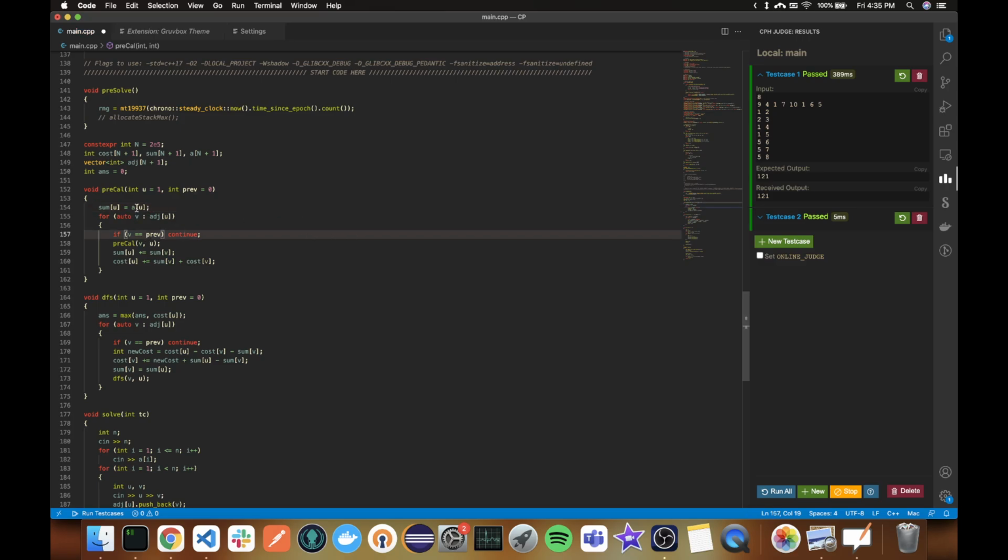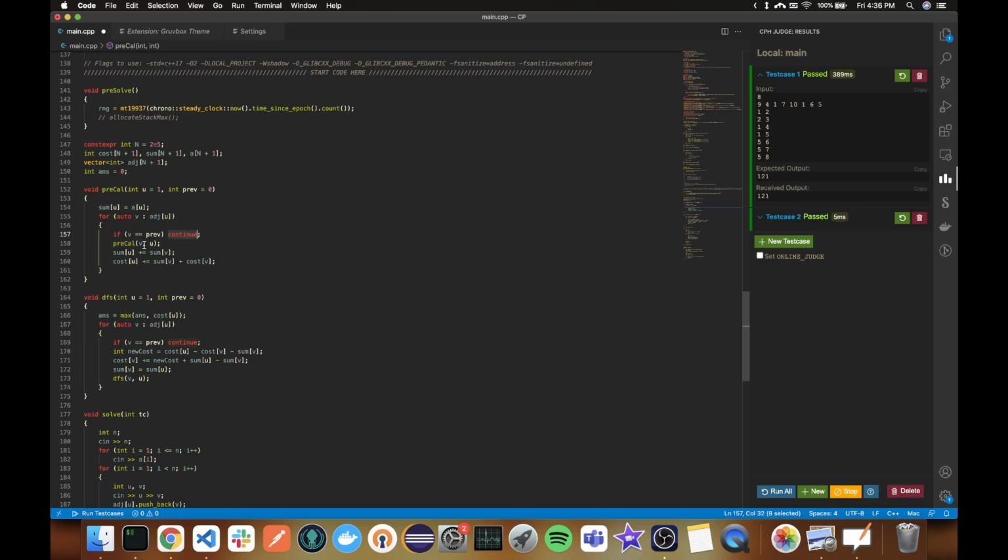So what is the sum? Sum is the cumulative sum of all the nodes in the subtree. So the current node also counts in the subtree. And I'm doing the normal DFS. Because it is a tree, we don't need a visited array. We can just check if the current vertex I'm visiting was not the previous one I came from, then I can just continue. This happens because there is no back edge.